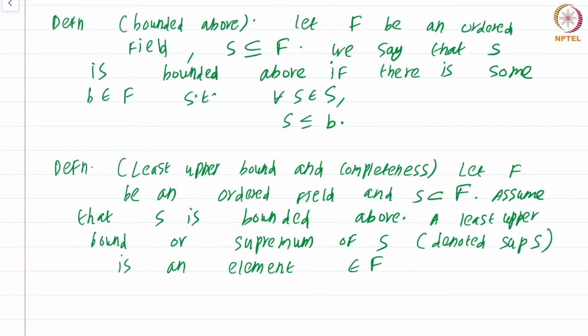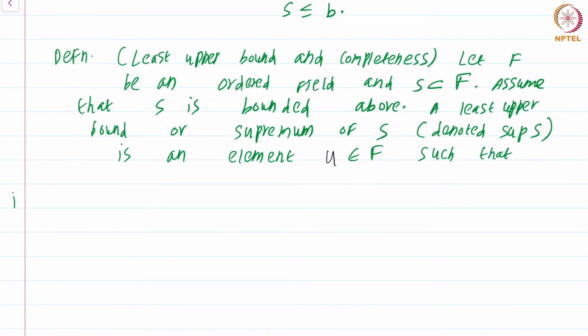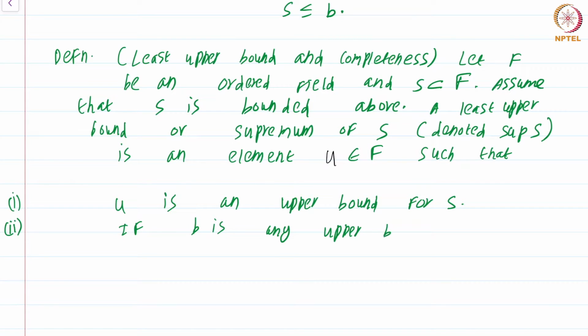So let me just not use S, let me just use U for upper. It's an element U in F such that property 1, U is an upper bound for S. Well, that's seemingly straightforward because we are trying to define what a least upper bound is. The very least it can be is that it's an upper bound. Property 2 is the crucial property. What it says is, if B is any upper bound for S, then B is greater than or equal to U. In other words, this U is the least upper bound, as the definition was trying to tell.